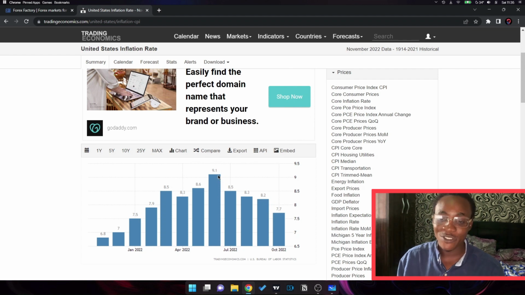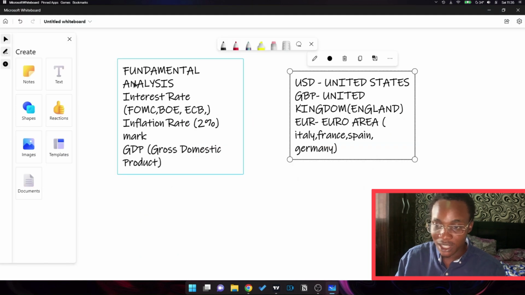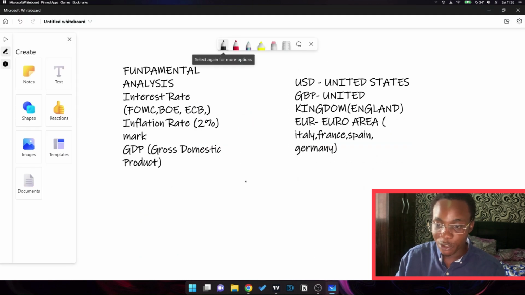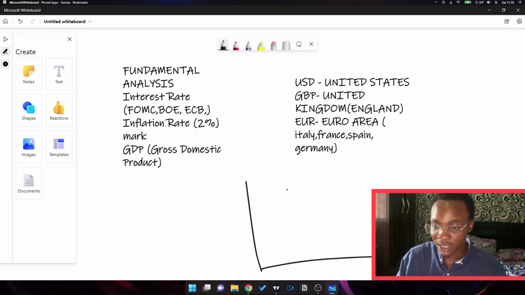So when you have an inflation rate like this, it means the price of goods and services has increased rapidly in the market. So how can they deal with this? They try and cut this inflation rate by hiking their rate. So it's like an inverse scenario here. Let's say this is the inflation, and this is the interest rate.